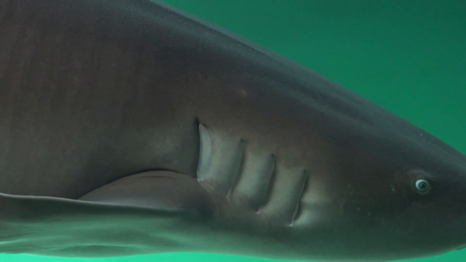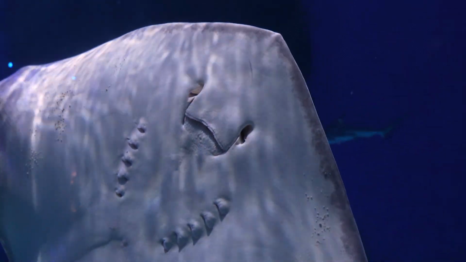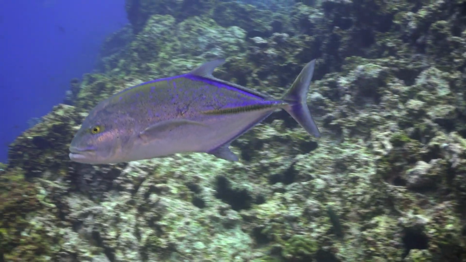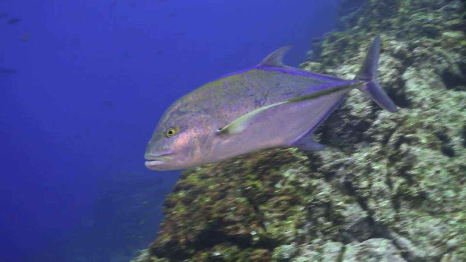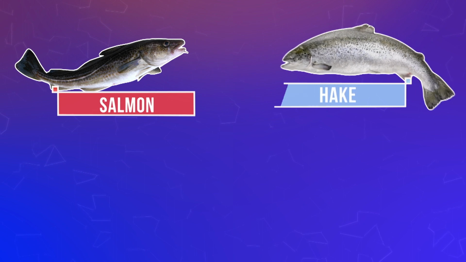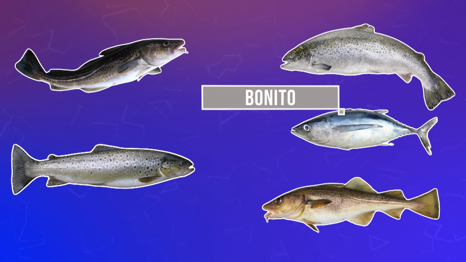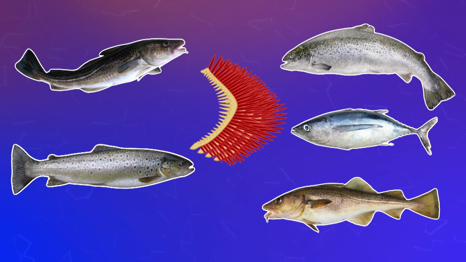Cartilaginous fish, such as sharks or rays, usually have 5 branchial arches. Other less evolved fish may have 6 or 7. Bony fish, such as salmon, hake, trout, cod, or bonito, usually have 4 gill arches in their respiratory system.